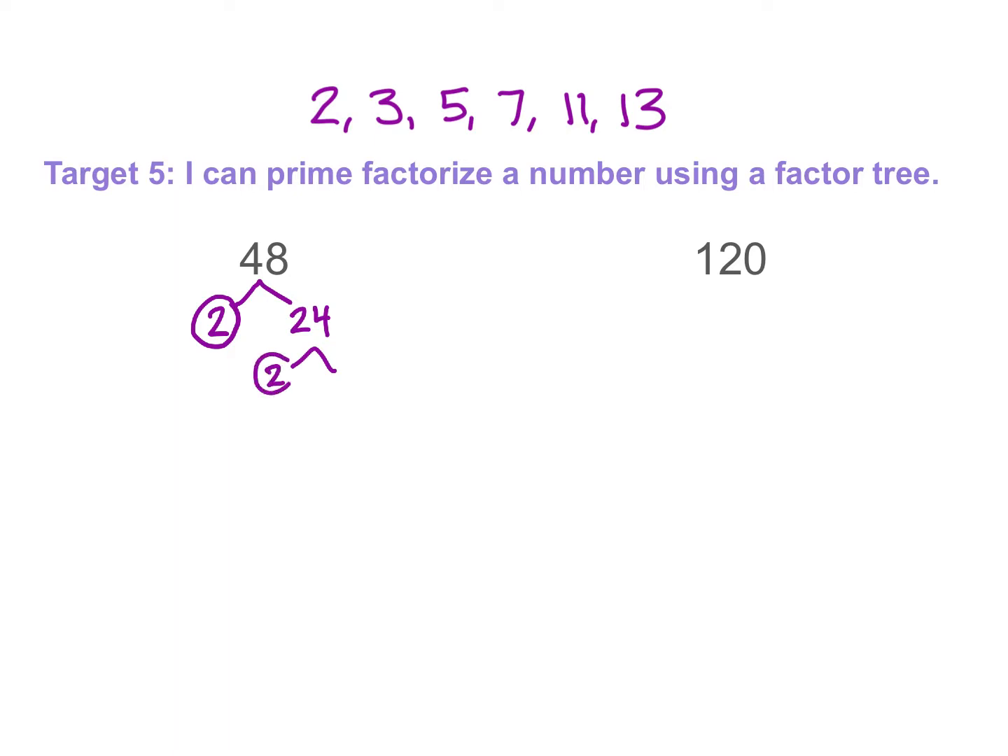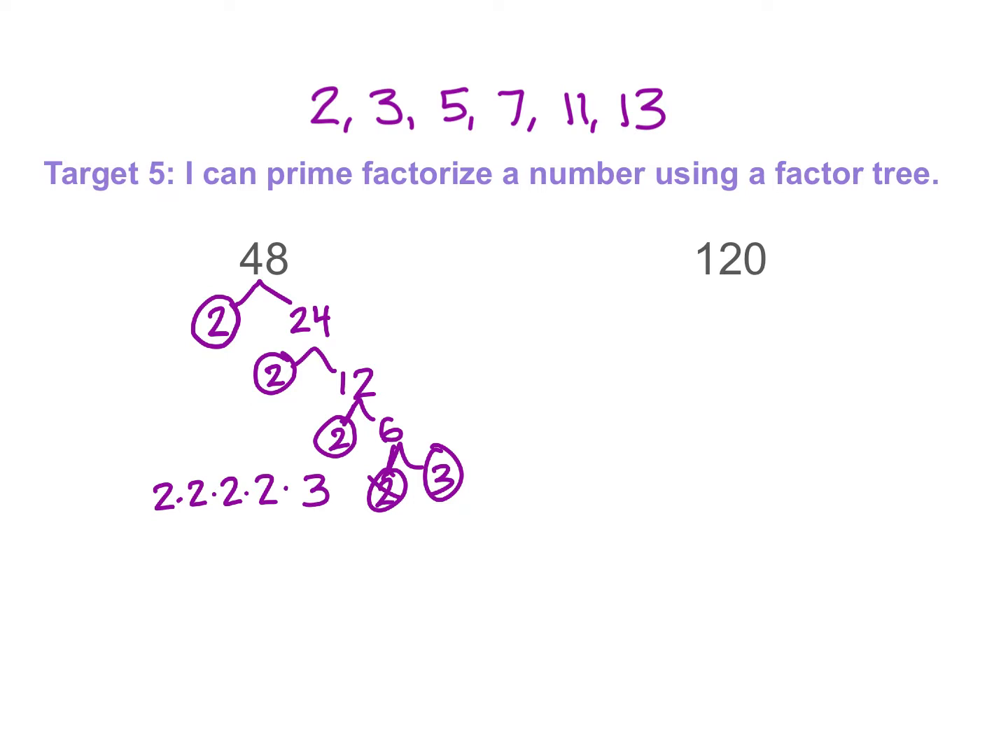2 times 12. And we could divide by 2 again, 2 times 6. And we could divide by 2 again, 2 times 3. And since 3 is a prime number, we're going to circle that too. And see, we ran out of numbers to split up, so we know that we're done. So I'm going to write this as a multiplication problem, and I'm going to write all the smallest numbers first. Oops, all the 2's first. So 2 times 2 times 2 times 2 times 3.